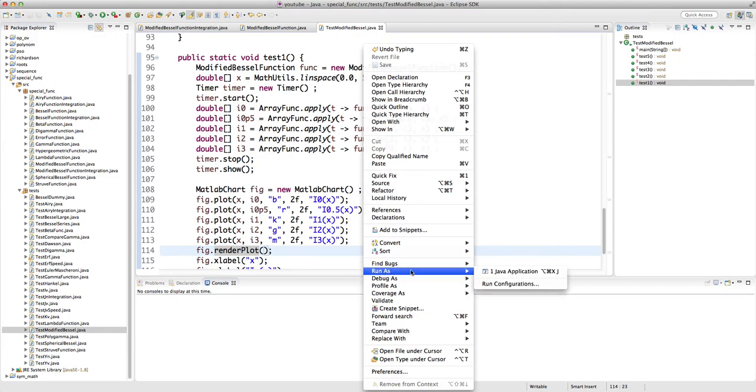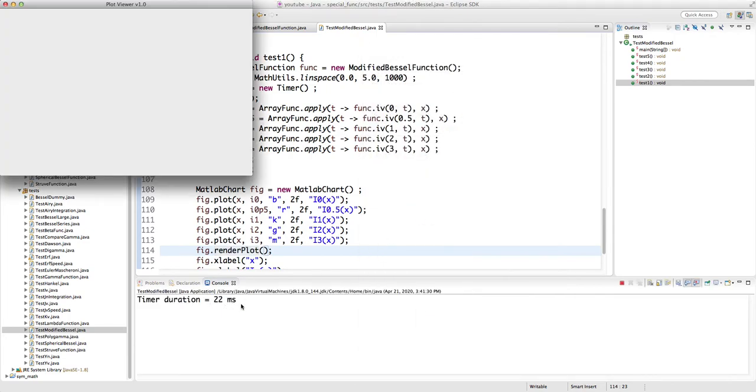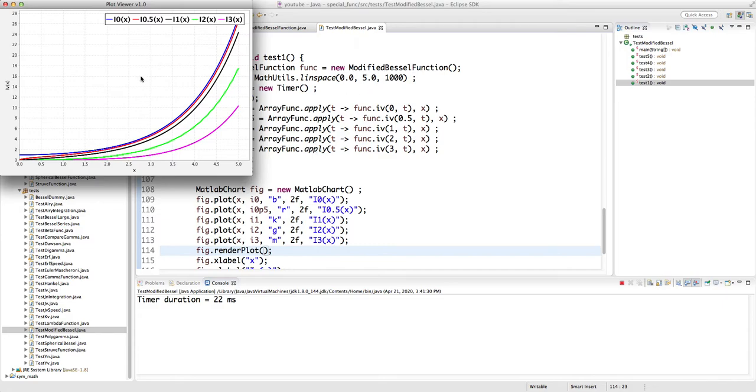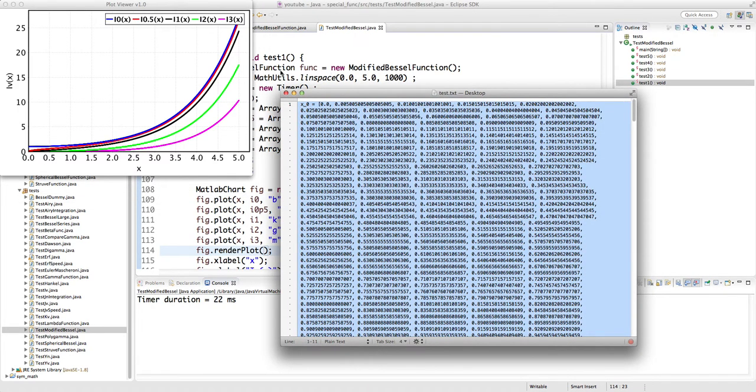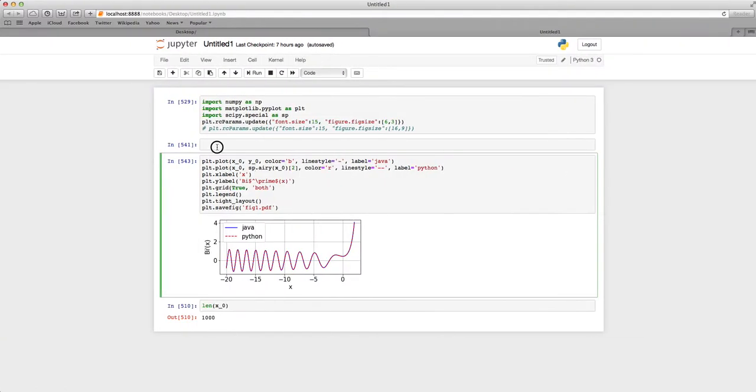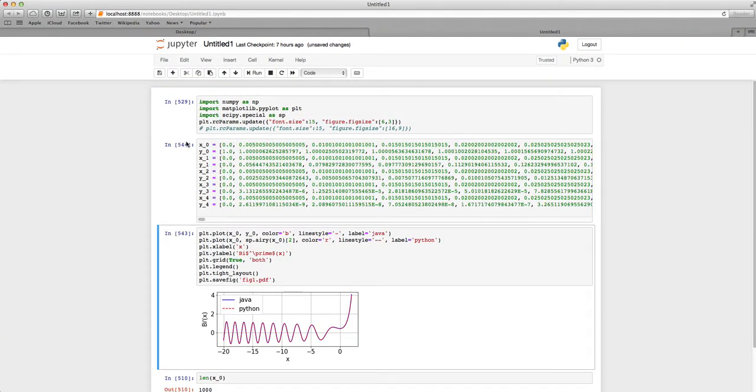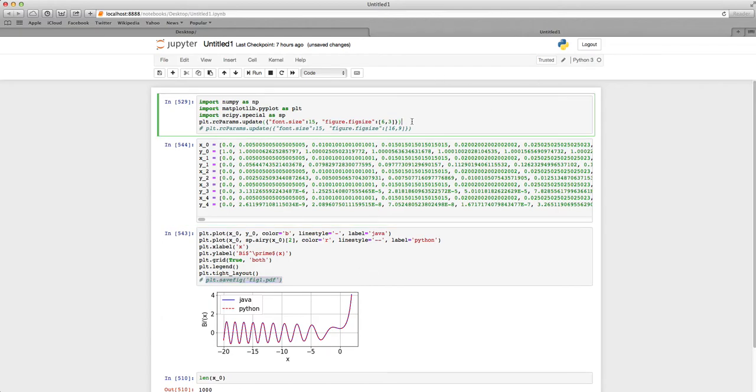So let's run this. 22 milliseconds to do 5000 evaluations. So it's pretty fast, very fast, all right? And then we can export this to Python and compare it with the SciPy library. So I export it to a text file, and I open the text file in a text editor and copy all the numbers and all the lists here. I go to my Jupyter notebook and plot, and now I have x0, y0, x1, y1, x2, y2, x3, y3, x4, y4. All right. And then the next thing that I do, let me just make the figure large.